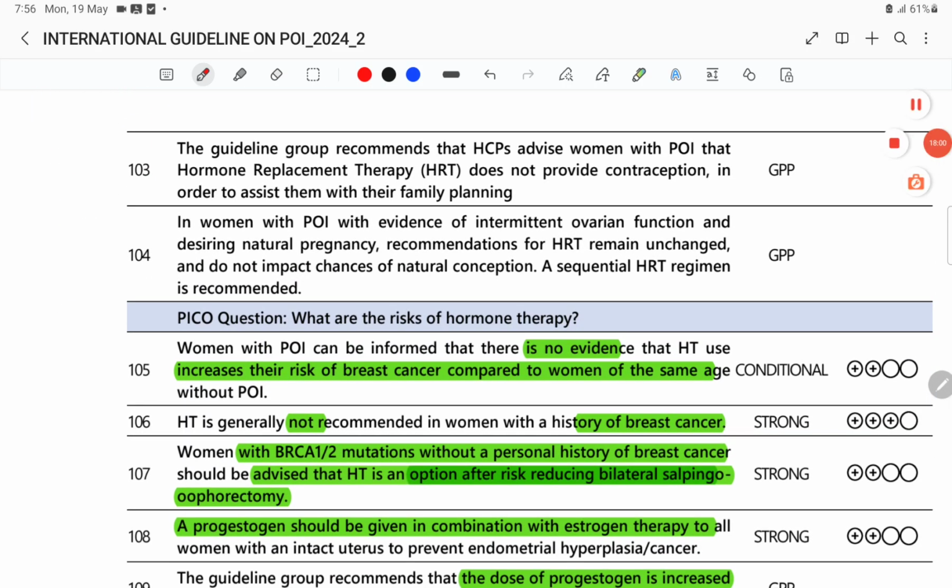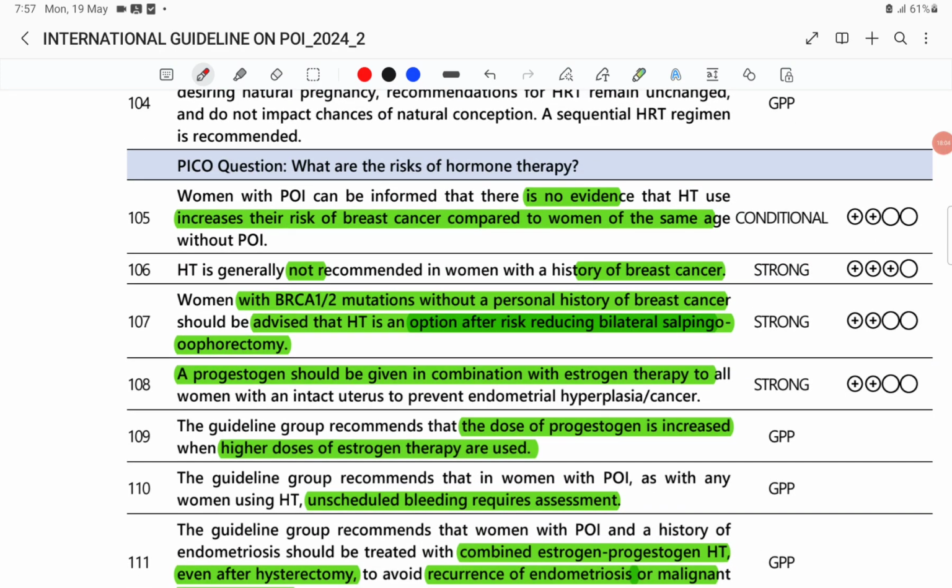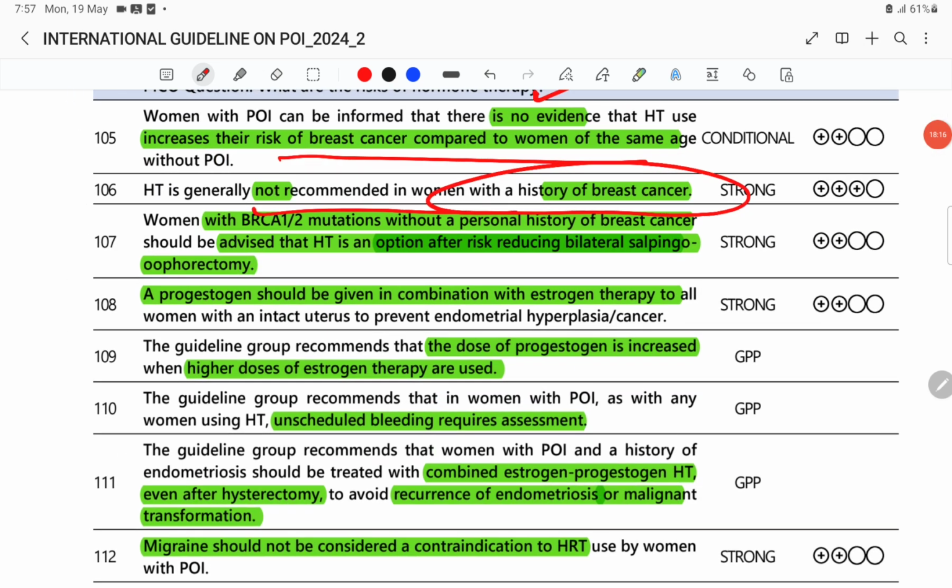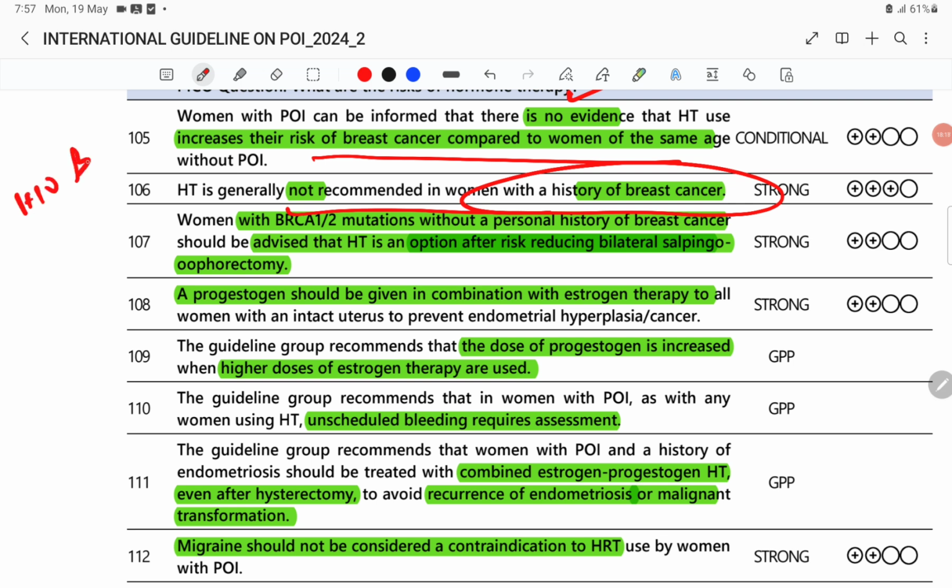Then the guideline group addresses the question of the risk of hormone therapy. There is no evidence that it increases the risk of breast cancers. Okay. HRT is generally not recommended in women with a history of breast cancers. So usually if there is a history of breast cancers, you should not go for HRT therapy. In that case, it is not recommended.